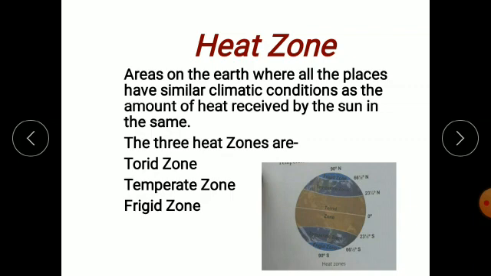The southern half of India lies in the torrid zone. It is because the Tropic of Cancer passes through the middle of India.